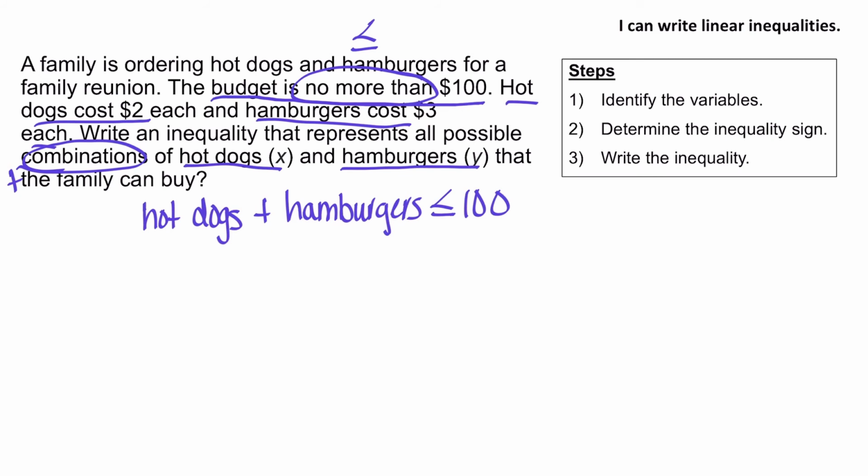So let's figure out the cost of each. Well, hot dogs are $2 each, and we're buying X hot dogs. Hamburgers are $3 each, and we're buying Y hamburgers. So 2X plus 3Y is less than or equal to 100 is my inequality.